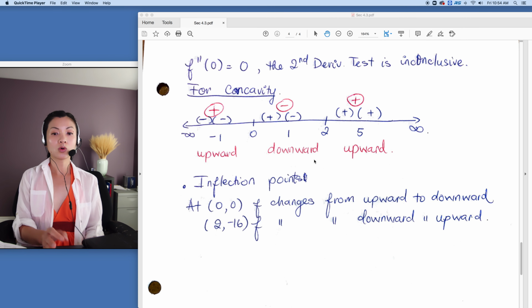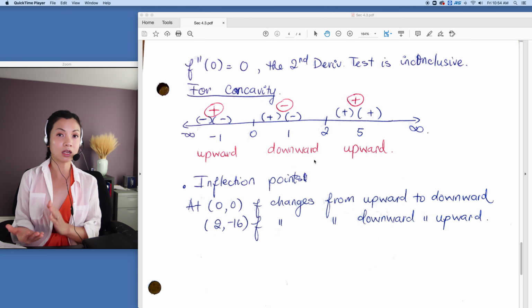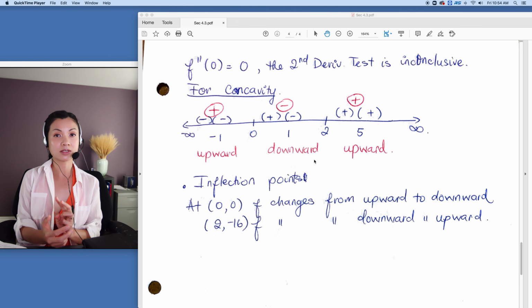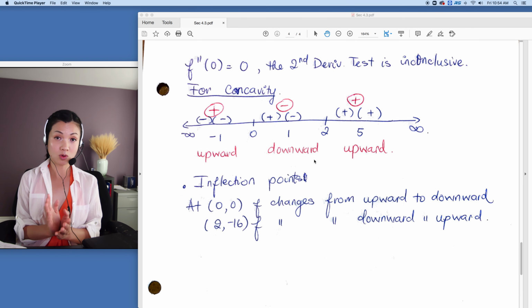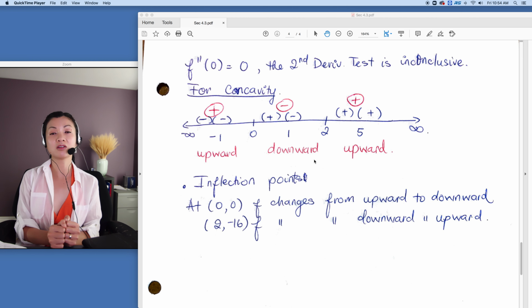Okay, so I repeat, for the first derivative, we take care of increasing and decreasing. For the second derivative, we're talking about concave upward or concave downward. And then for the first derivative, you have critical numbers. For the second one, you have possible inflection points.